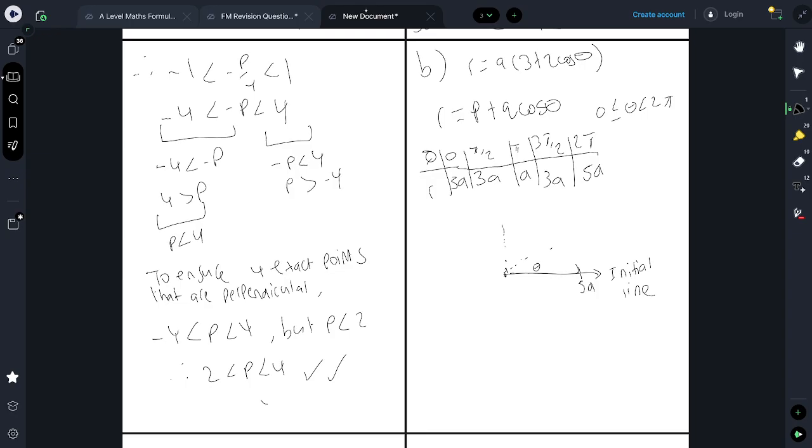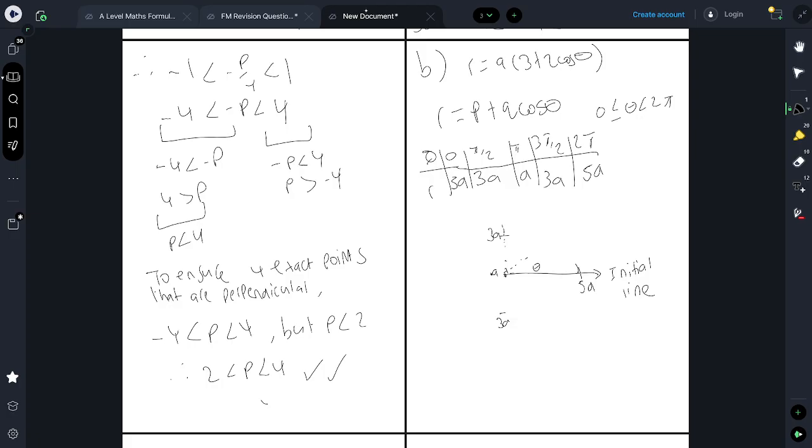So if that's 5a, then 3a would be down here. And then pi, which is on the other side, will just be a. So it will cross there, a. Then 3 pi over 2 again would be 3a, matching, and then it would go back to 5a. So in a way, it would look like this, right? But there's one key thing to look out for. So that's the general principle for sketching a polar curve by plotting the r values against theta.